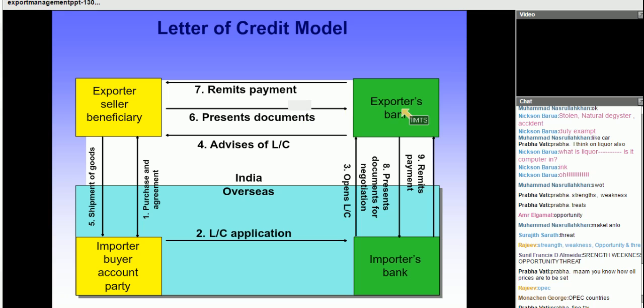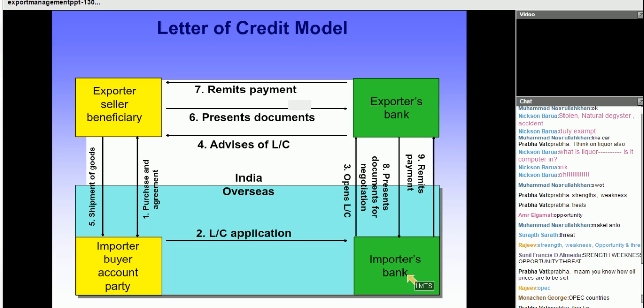Then he is going to present his documents to the bank. Then the bank is going to remit the payment to him. The payment will be sent to the exporter, and then this bank is going to approach the importer's bank and get the money from them. Okay?